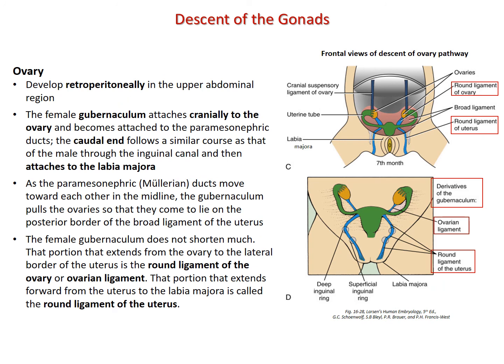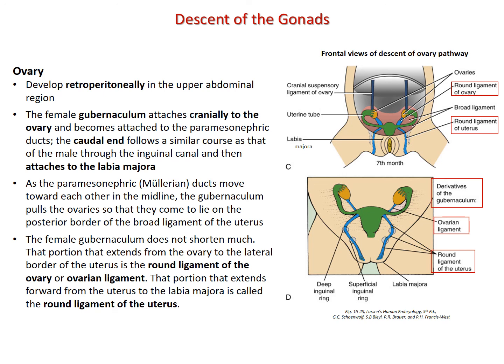The story concerning the descent of the ovaries is considerably less complicated than for the male. They too develop retroperitoneally in the upper abdominal region. The female gubernaculum attaches cranially to the ovary and becomes attached to the paramesonephric ducts. The caudal end follows a similar course as that of the male through the inguinal canal, the two rings, and then attaches to the labia majora. As the paramesonephric ducts move toward each other in the midline, the gubernaculum pulls the ovaries so that they come to lie on the posterior border of the broad ligament of the uterus.